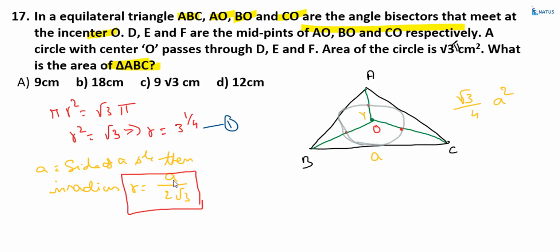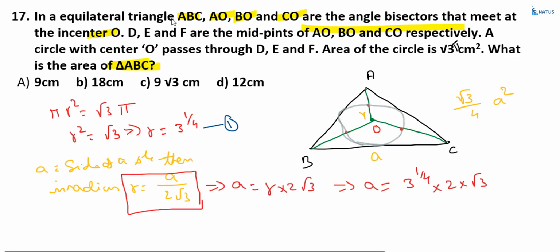In radius R equal to A by 2 root 3. Now, this implies what is the A? A is equal to R into 2 root 3, or not? So that implies what is the R? That is equal to 3 to the power of 1 by 4. So A is 3 to the power of 1 by 4 into 2 into root 3.